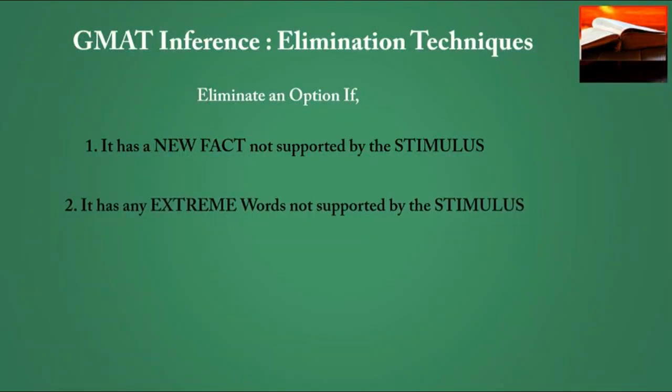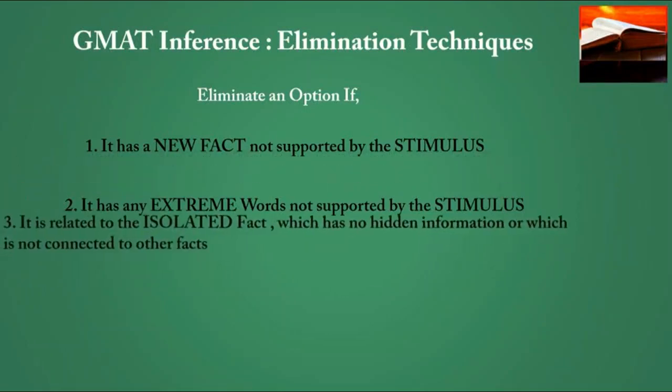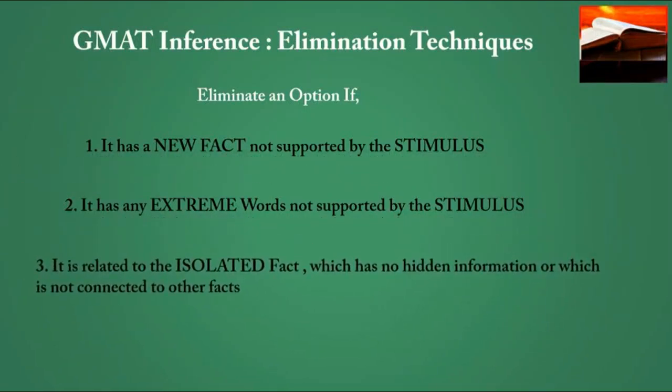Sometimes you might see some unnecessary information in the stimulus. It is given to confuse you or to mislead you. You must ignore such facts. Sam is a businessman. Sam is rich. Businessmen believe in God. Out of these three statements, the first and the last are connected. They lead to an inference. But the second, that Sam is rich, is an isolated statement which cannot lead to any inference. You must eliminate any option that has this isolated keyword, that is rich.